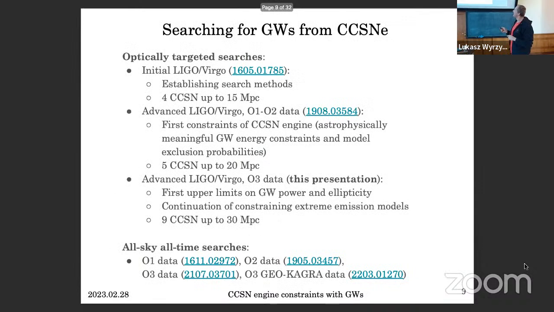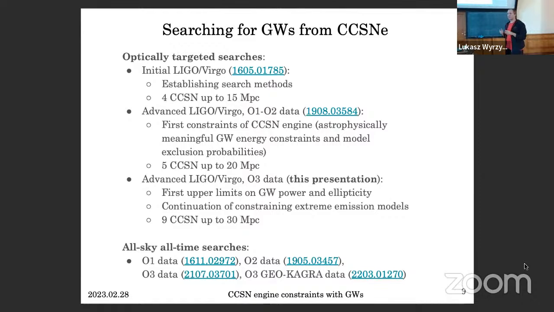Let me talk a little bit about the history of searching for gravitational waves. It ranges over around a decade. We have so-called optically targeted searches. So we observe a supernova in the sky, and then we interpolate where we can find the gravitational wave event, analyze the data, and see whether we find a gravitational wave or not. And we can also have all-sky searches, where we don't know where the supernova has exploded, so any place in the sky could produce an event.